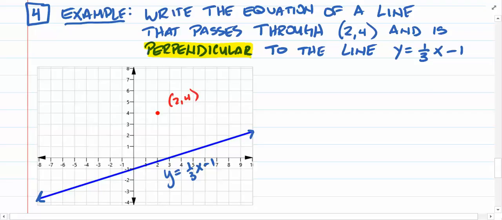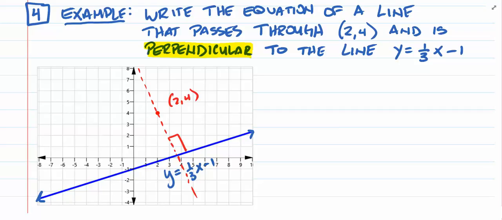So since it's perpendicular, we wish to seek the line that intersects the blue line at a right angle. So we want the equation of a line that intersects at a right angle. Well, one important piece of information that we need to understand is that perpendicular lines have opposite reciprocal slopes. So what do I mean by that? Well, here's what I mean.